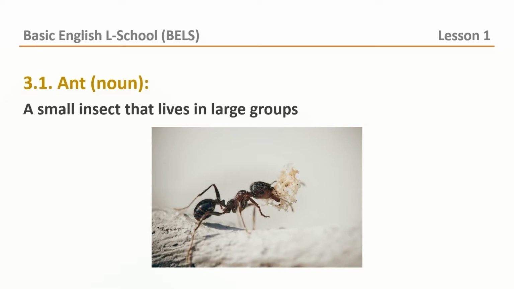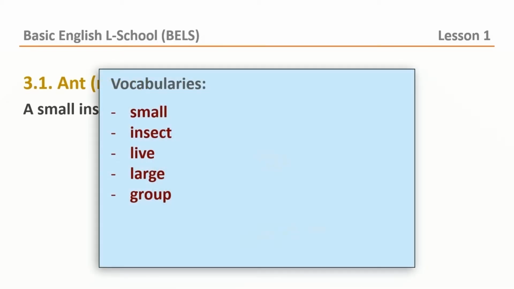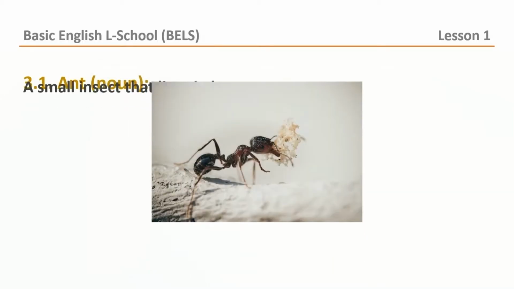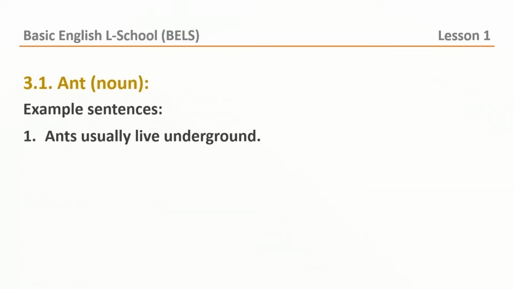Ant. It's a noun. A small insect that lives in large groups. Vocabularies: small, insect, live, large, group. Example sentences. Ants usually live underground.